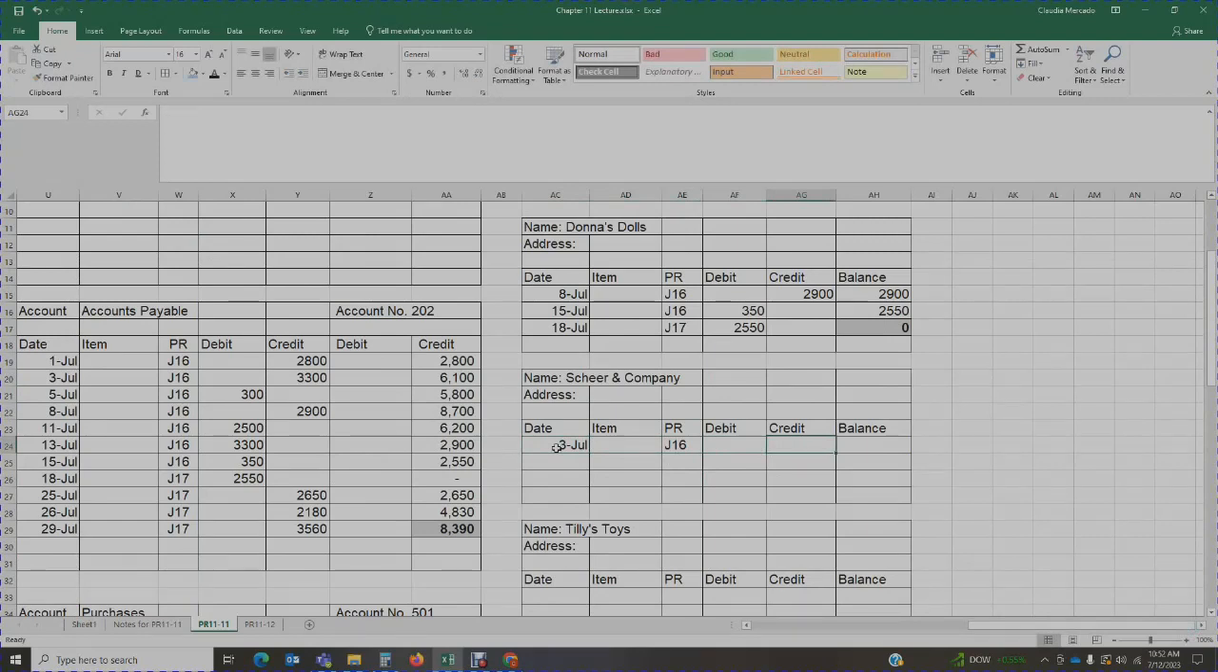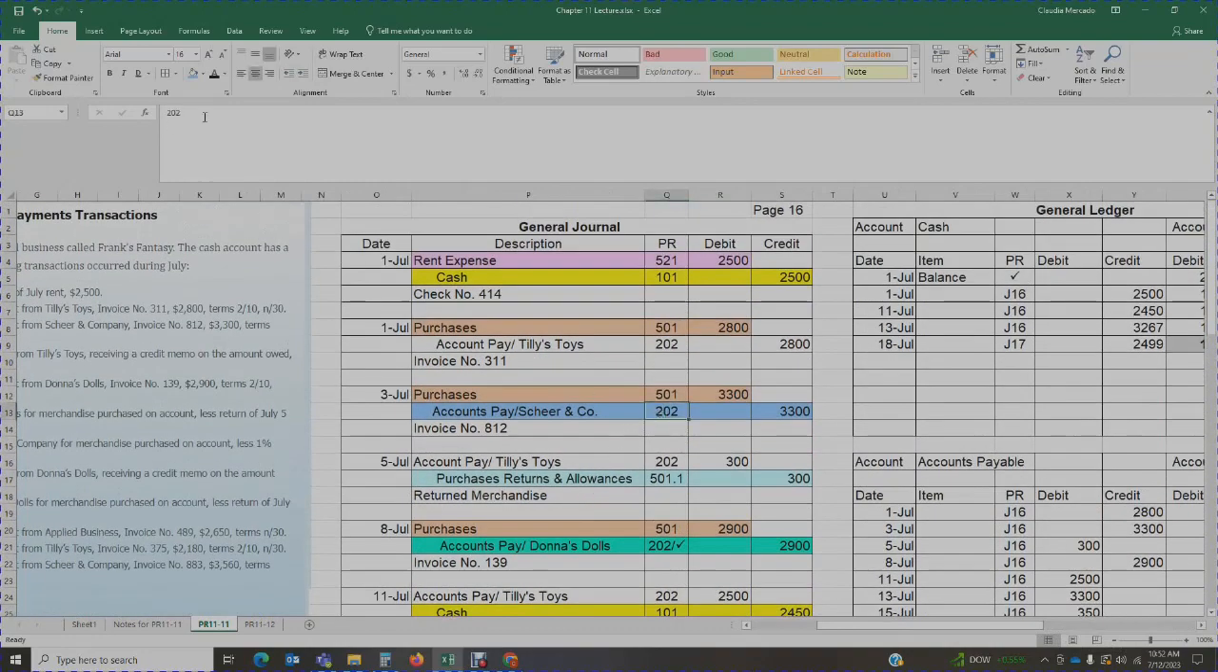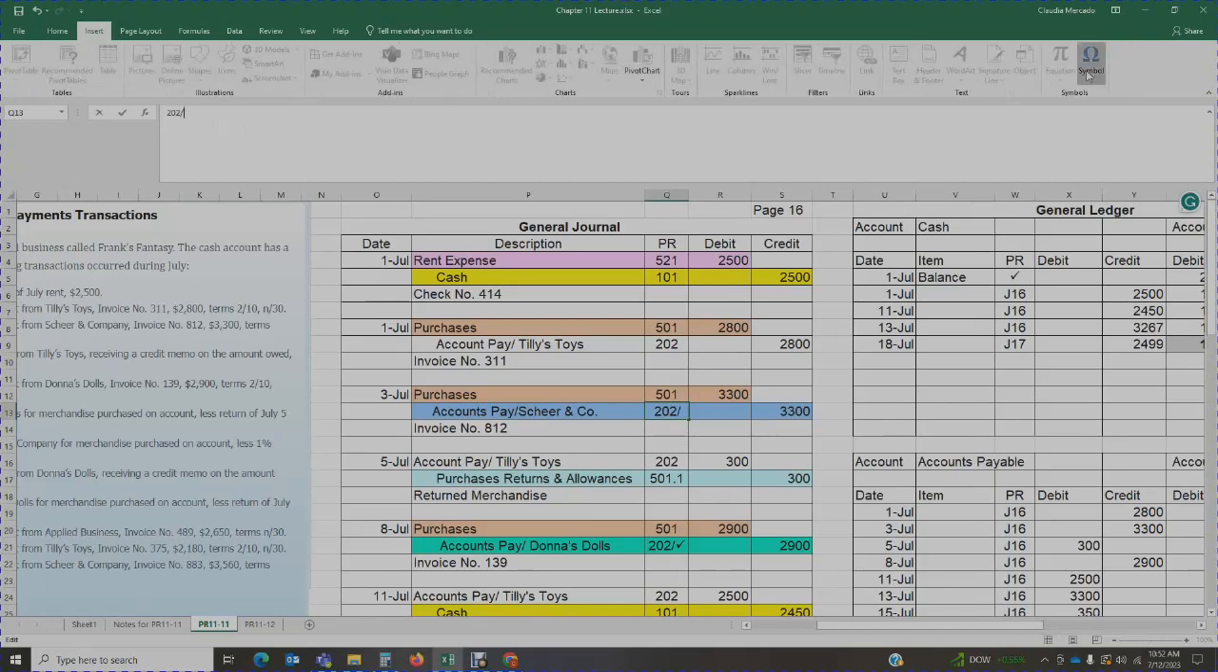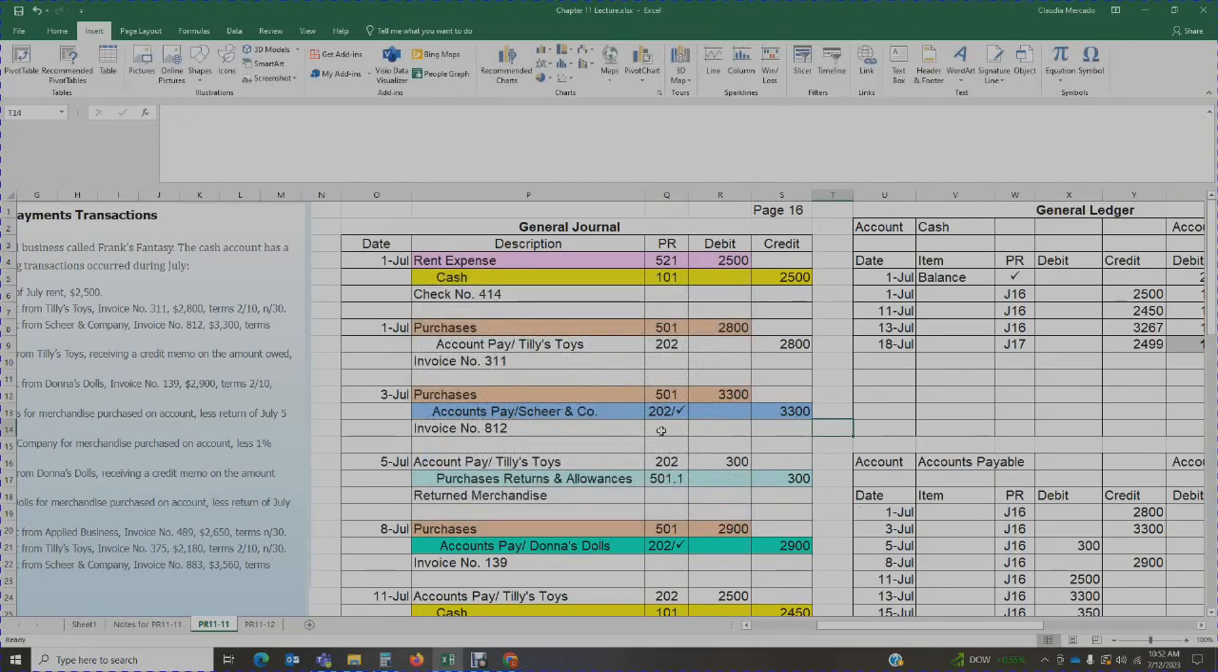July the 3rd, Journal 16. We have a credit of $3,300. My balance is $3,300. Okay. We're going to go back and put a dash and then a check mark. That way we notate that it has been posted to the general ledger and the accounts payable subsidiary ledger.